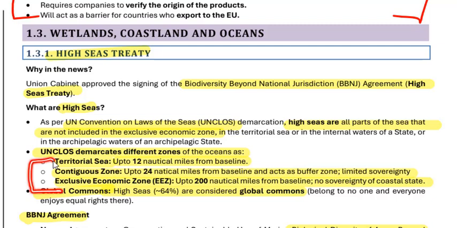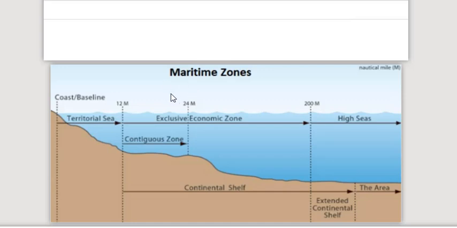Let's first see in detail what these 3 zones are. After that we will go ahead. These 3 zones come under the maritime zones defined by UNCLOS, the United Nations Convention on the Law of the Sea. First is the territorial sea. What is the territorial sea? It is up to 12 nautical miles, written as M, which represents a nautical mile. It is the area extending from the country's baseline.